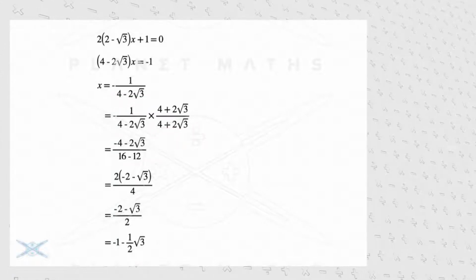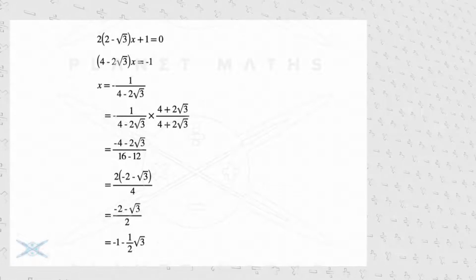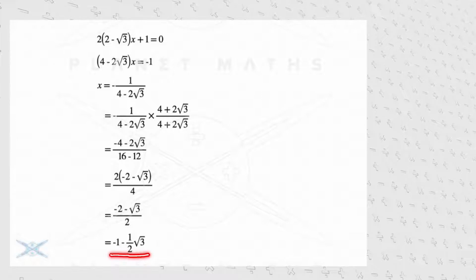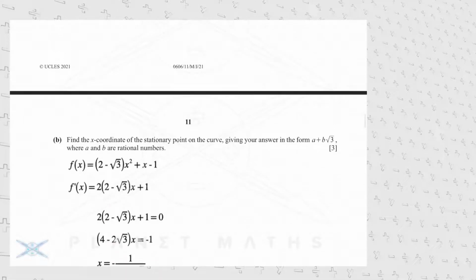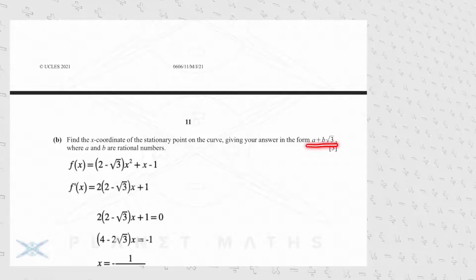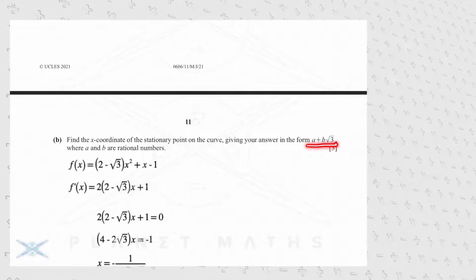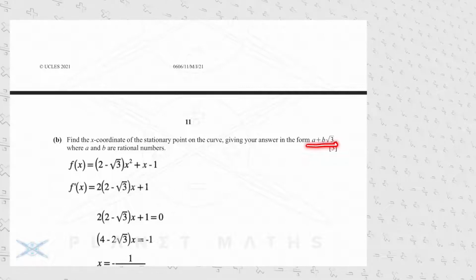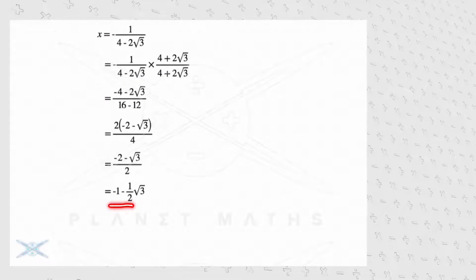After simplification of the term, we can conclude that a stationary point can be found for x equals negative 1 minus 1 over 2 multiplied by the square root of 3, which is in conjunction with the requirements of this exercise, demanding that the answer should be presented in the form a plus b multiplied by the square root of 3, where a and b are rational numbers, which certainly is the case.